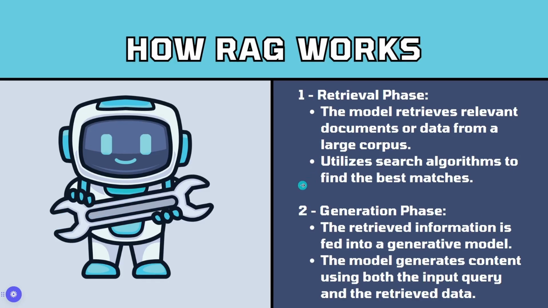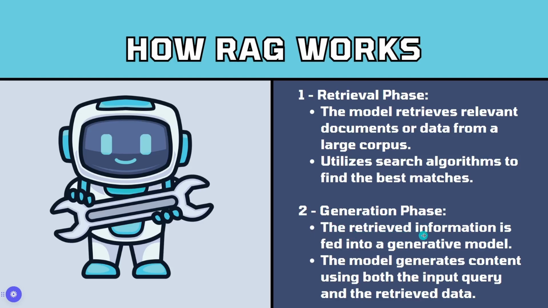So how does it work in simple terms? This is going to have two phases. Phase one is the retrieval phase. The model retrieves relevant documents or data from some large database or corpus of data. Then it is going to utilize a search algorithm to find the best matches. So it's going to look through the data and find the information that corresponds to whatever the user is asking, or whatever task we need to solve. The second phase is the generation phase.